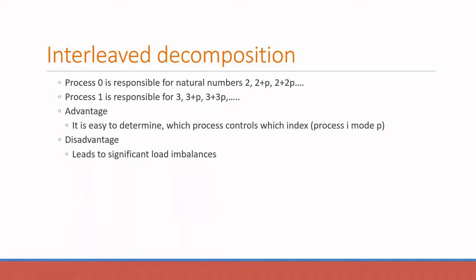So here in the sieve of Eratosthenes, we start with natural number 2. You can see that process 0 will be responsible for 2, 2 plus p, 2 plus 2p, where p is the total number of processes. Here the advantage is that in interleaved decomposition, given a particular array index i, it is easy to determine which process controls that index. But the disadvantage is that it leads to load imbalances among the processes.